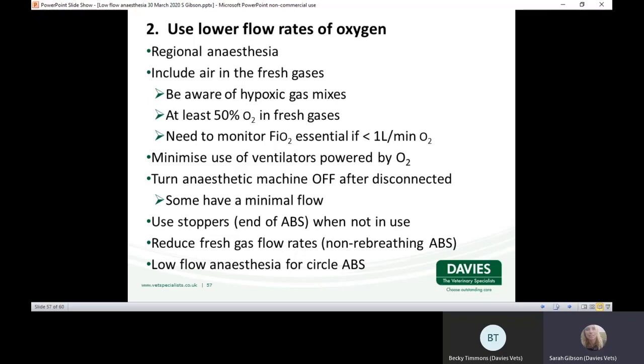So reduce fresh gas flows as low as possible in non-rebreathing systems. This will be possible if you have capnography and you can monitor for rebreathing on the end tidal carbon dioxide levels. And also using low flow anaesthesia for circle breathing systems.